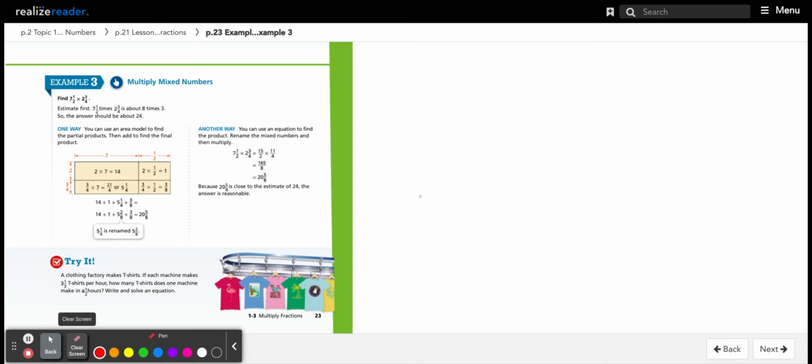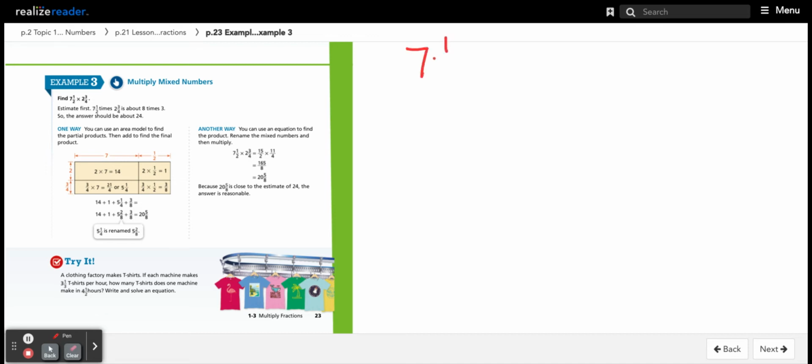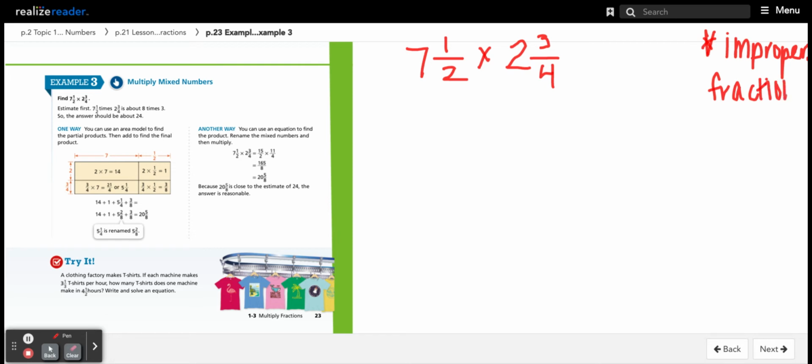So if we look at example 3, it says find 7.5 times 2 3/4. We are not going to be doing this area model. Let's just set this multiplication problem up. So if we have 7 1/2 times 2 3/4. In order to multiply mixed numbers, we need to find improper fractions. So improper fractions is what you have to remember when you see mixed numbers, a whole number with a fraction.